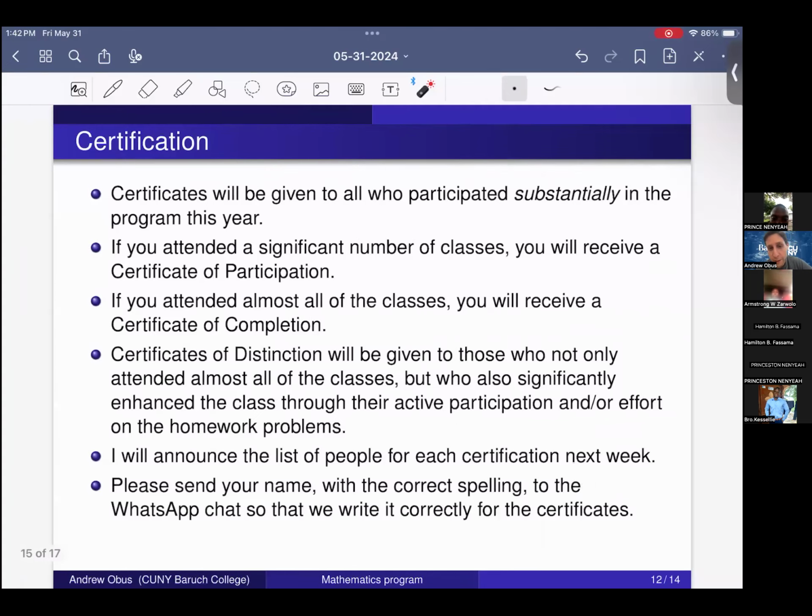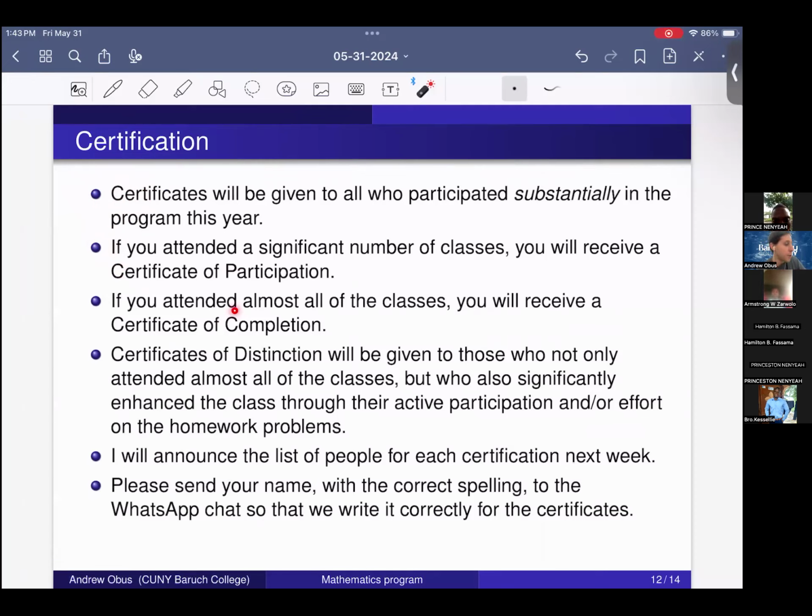So some notes about certification. Certificates will be given to everybody who participated substantially in the program. You're not going to get a certificate if you just showed up one time, but if you came a substantial number of times, then you will get a certificate. The general rules will be, if you attended a significant number of classes, you'll get a certificate of participation.